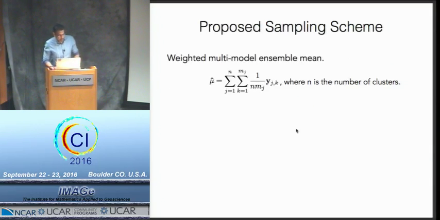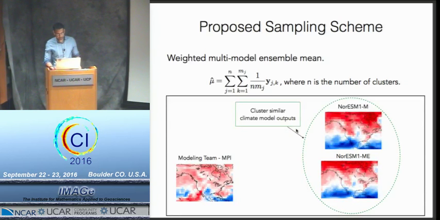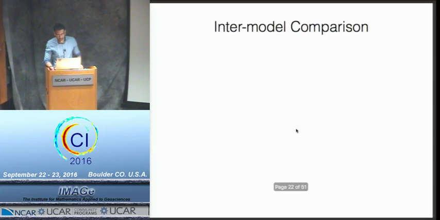we propose to use a weighted multimodel ensemble mean. The way we inform the weights is by clustering similar climate models. The key ingredient in clustering is the similarity measure. If we can find the similarity between these climate model outputs, then we can find a good weighting system and find less bias in the ensemble estimate.